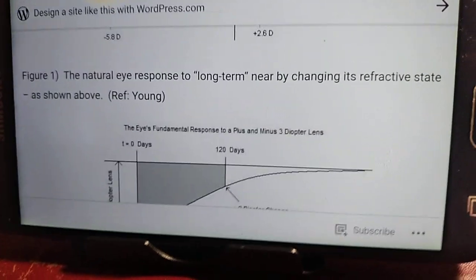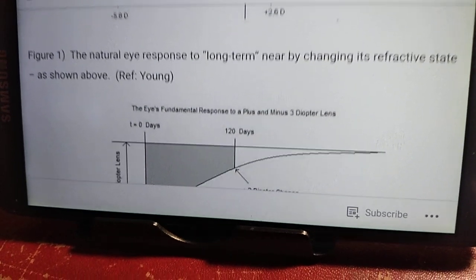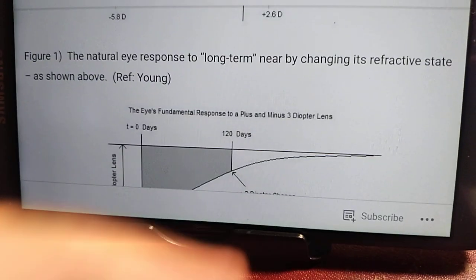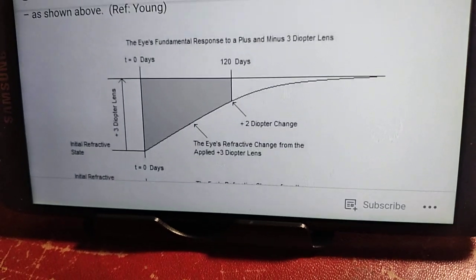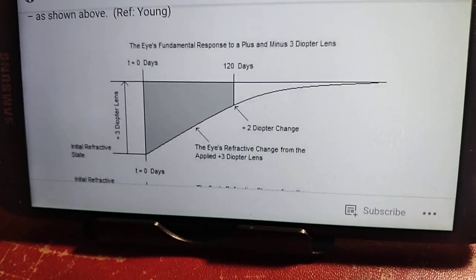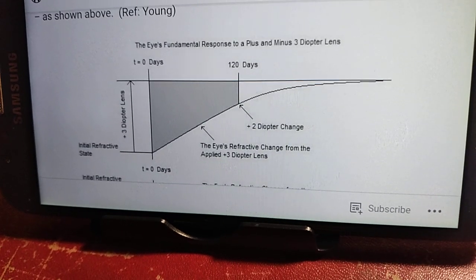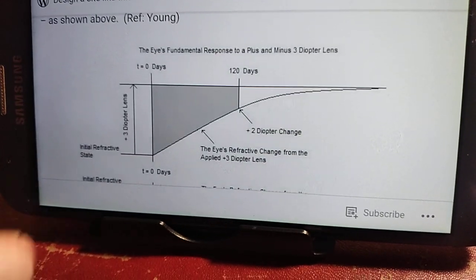Here's what's called a step input to a control system. This is from the Smith study of the completely normal eye. And this is when you apply a step input, a +3 diopter on it. And here's the refractive change. Change was about 2 diopters in 120 days. This is a control system.